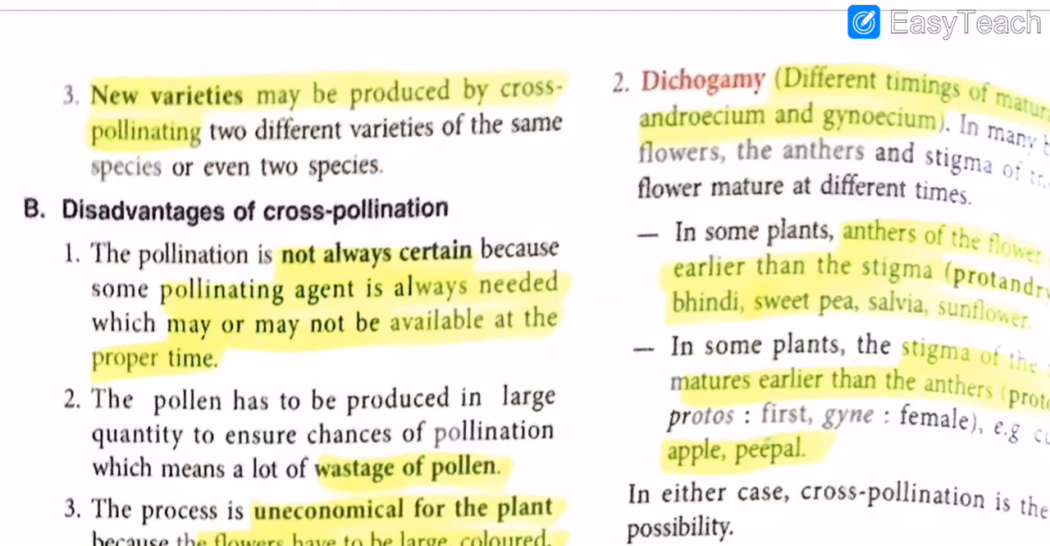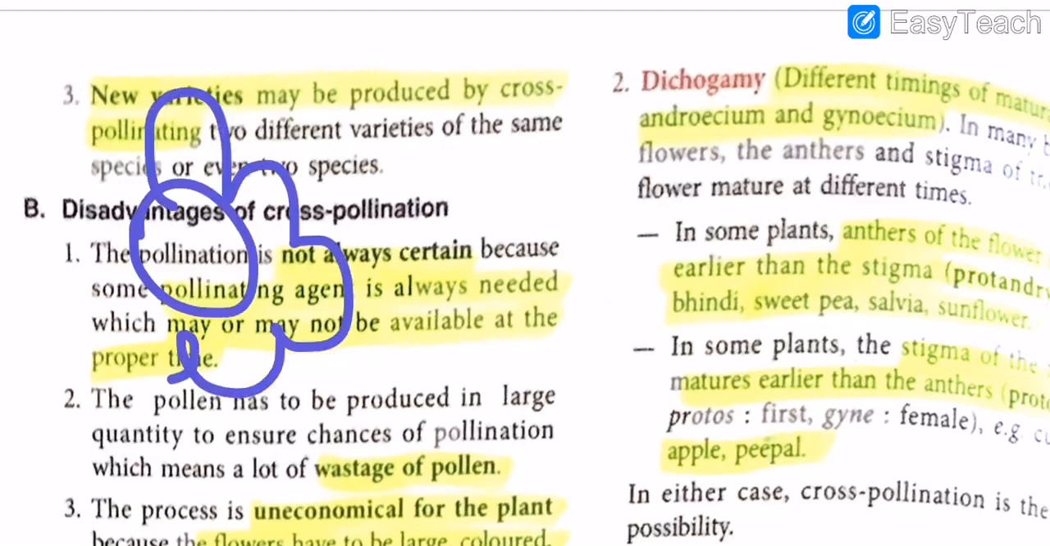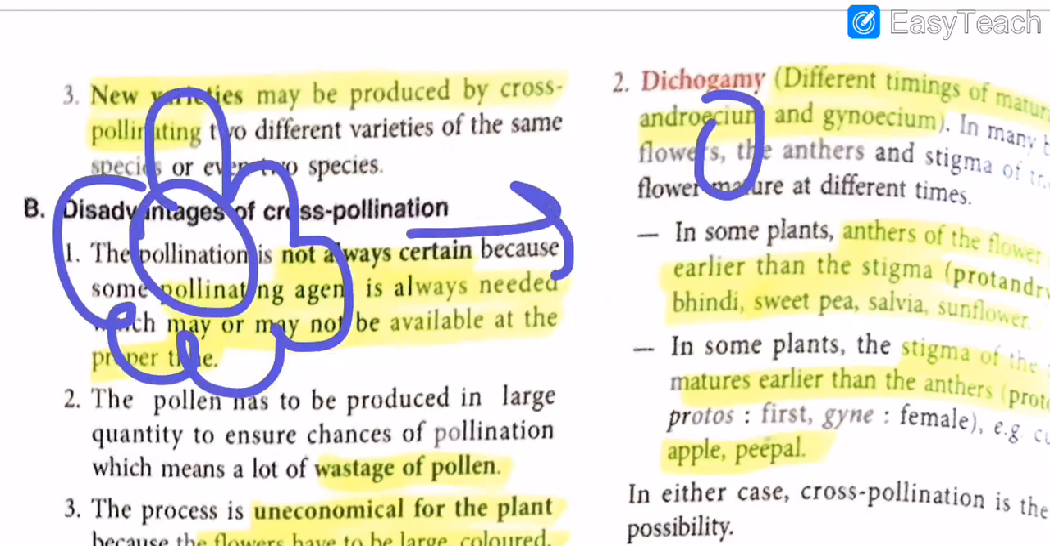For attracting pollinating agents, because, like, this is the flower, and this is the insect.